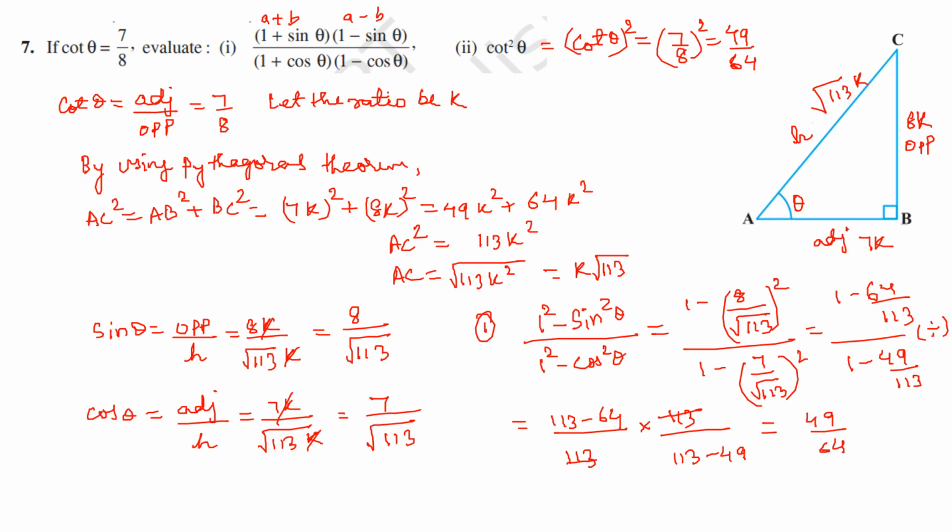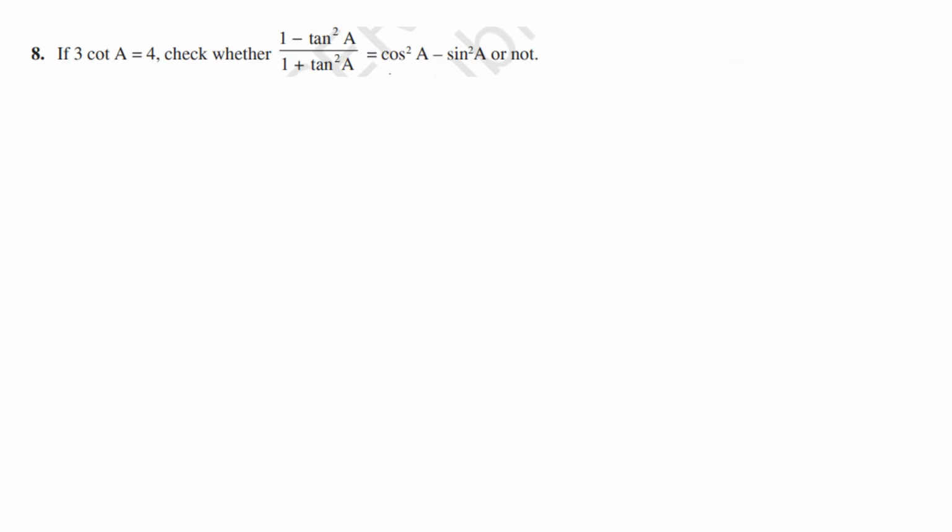Now moving to question number 8. If 3 cot A equal to 4, check whether 1 minus tan square A by 1 plus tan square A is equal to cos square A minus sin square A or not. So I've taken this right angle triangle here. Now from the question, if you see, cot A is given as 4 by 3. Now cot is adjacent by opposite, isn't it? So if you mark here, this is your opposite side with respect to angle A. This is the adjacent side and this is the hypotenuse.